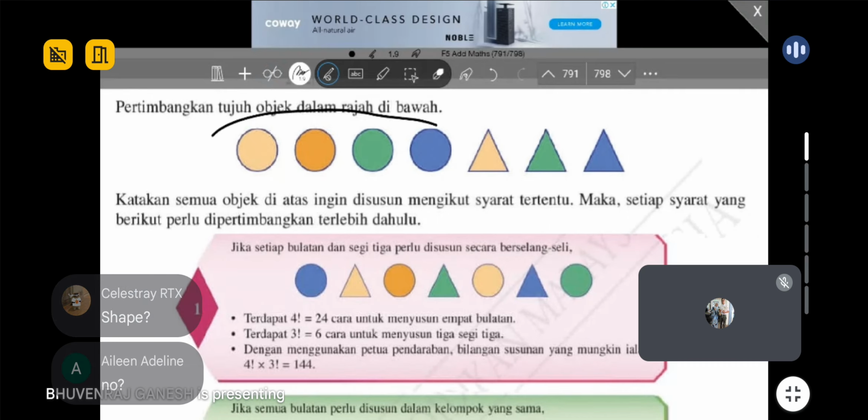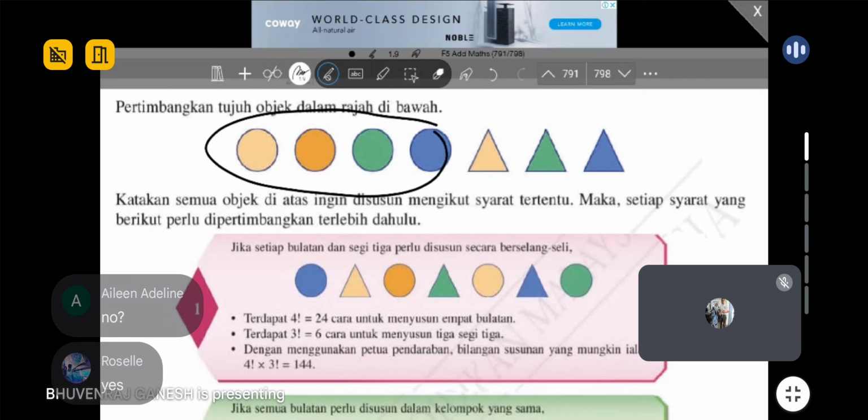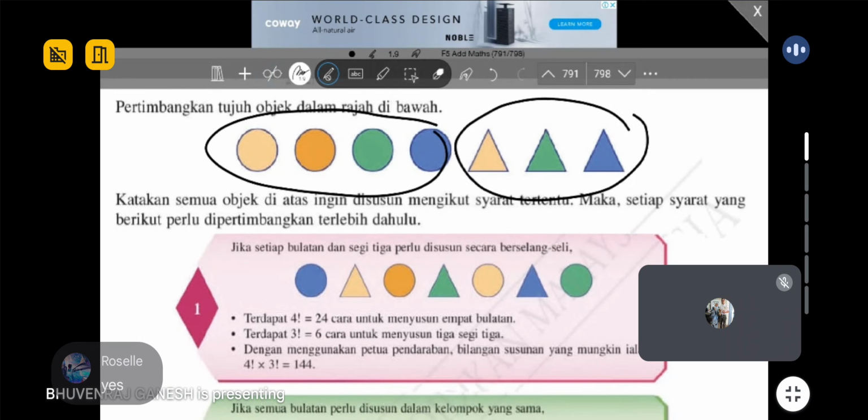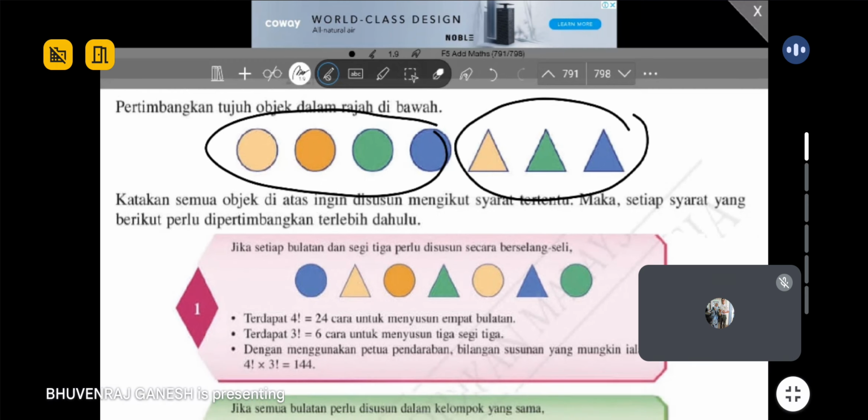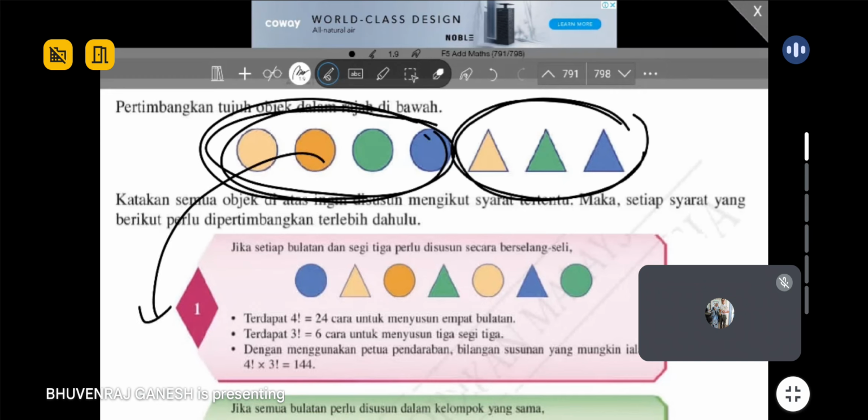We classify all these as one group. Satu kumpulan, satu kumpulan. We don't see the color, guys. We see the shape. Although color different, they are still considered identical. Okay? So if you want to arrange all of this, we have to arrange as a group. We have to focus as a group. Kita lihat secara kumpulan.